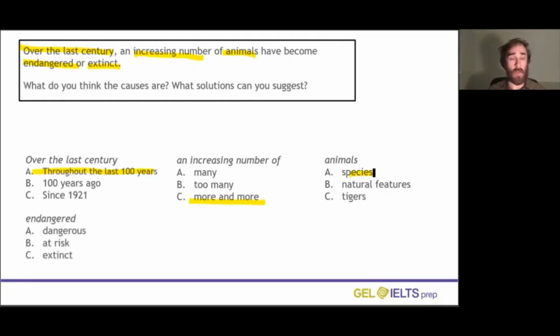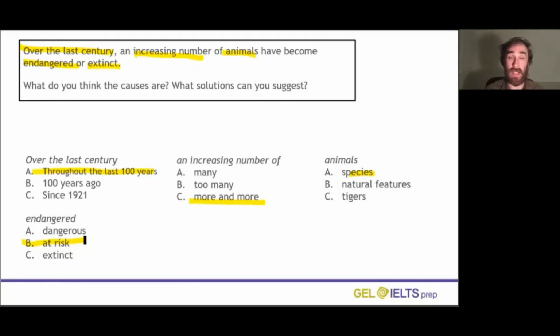Endangered. Which of these is a good synonym for endangered? A, dangerous, B, at risk, or C, extinct? Look at the next question below this video and choose the correct option. B is correct, at risk. Dangerous does not mean the same as endangered, and extinct we already have in the question.